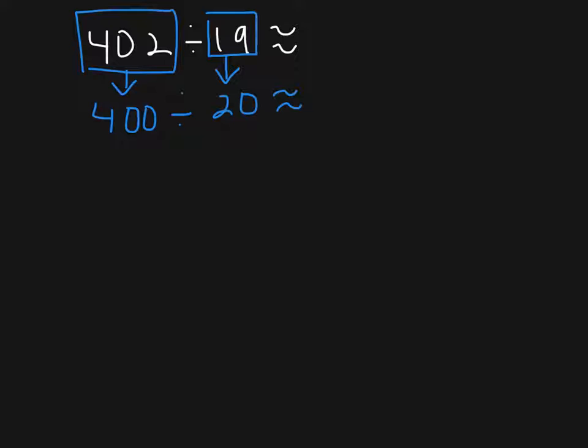So, as we know, the basic fact, 4 divided by 2, is going to equal 2. But of course, this isn't 4 divided by 2, it's 4 hundreds divided by 2 tens, or 4 times 100 divided by 2 times 10. And we've done the 4 divided by 2 part. Now we need to do the 100 divided by 10 part, and of course, 100 divided by 10 is 10. So this 2 is actually going to be a 20 because it's 2 tens. So 402 divided by 19 is about 20.